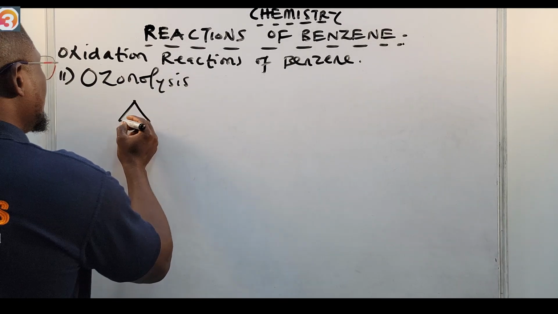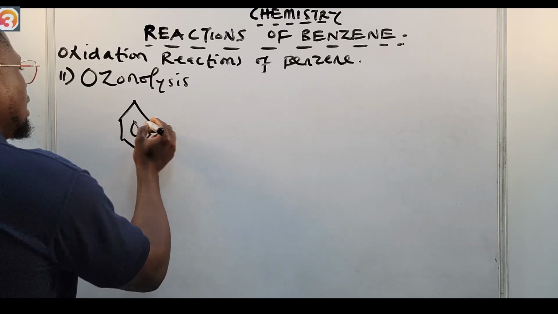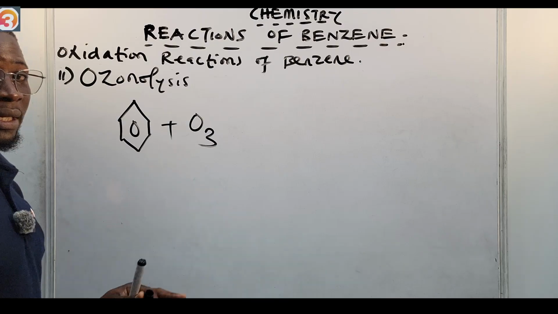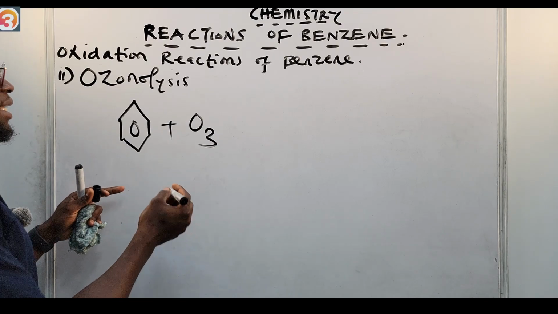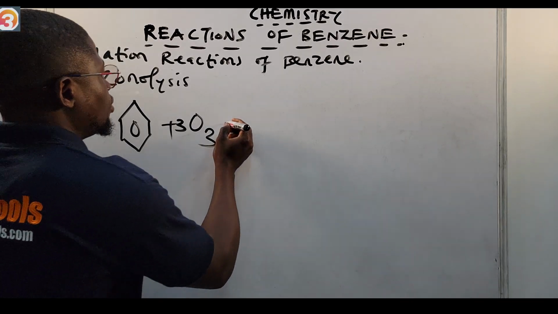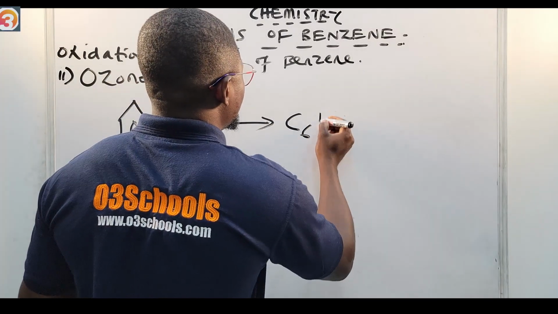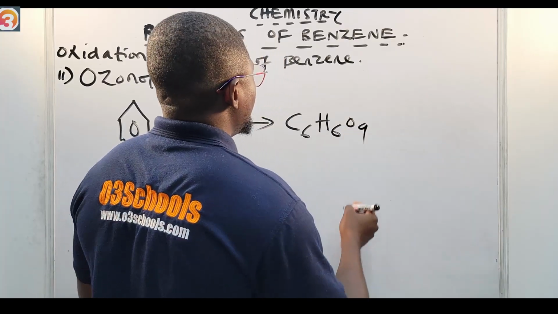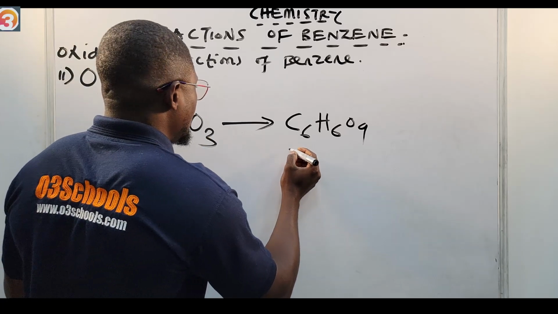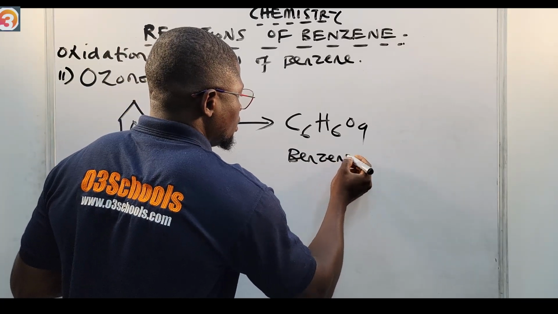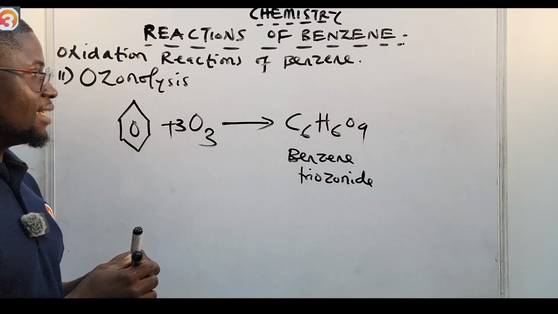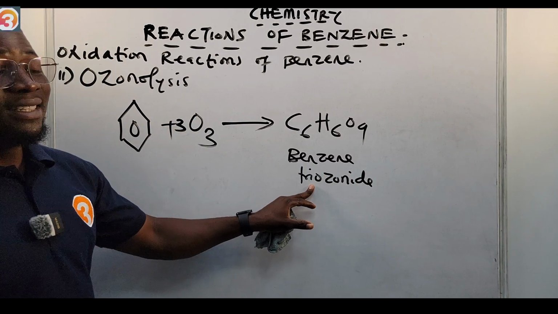This is our benzene ring. It will react with ozone, which is O3. Let me just write a balanced equation once and for all. It reacts with ozone, O3, and then what it gives to us is C6H6O9. This C6H6O9 is called benzene triozonide.